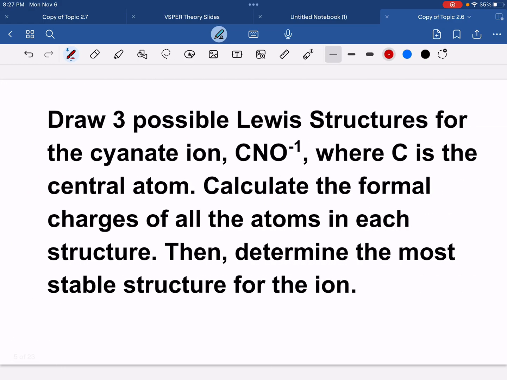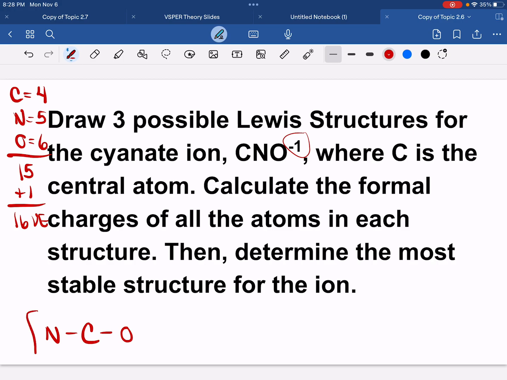All right, so it says draw 3 possible Lewis structures for the cyanate ion, CNO, where C is the central atom. Then calculate the formal charges of all the atoms in each structure and determine the most stable for the ion. So we have our carbon, which has 4. We have our nitrogen, which has 5. Our oxygen has 6. So we have 15 valence electrons plus this -1, so we're going to add 1 to it. So we're working with 16 valence electrons. It said that carbon has to be the center.